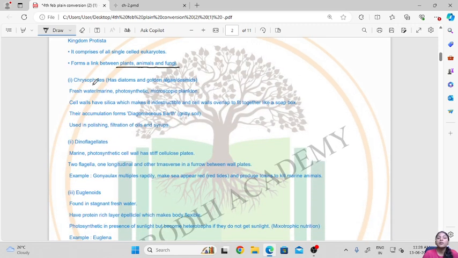Then the first type that we saw were chrysophytes, that is we had seen the examples diatoms and golden algae or the desmids. So these are fresh or marine water. Then they are photosynthetic and they are very minute, that is microscopic planktons. The cell wall has no cilia, which makes it indestructible, and the cell walls overlap to fit together like a soap box.